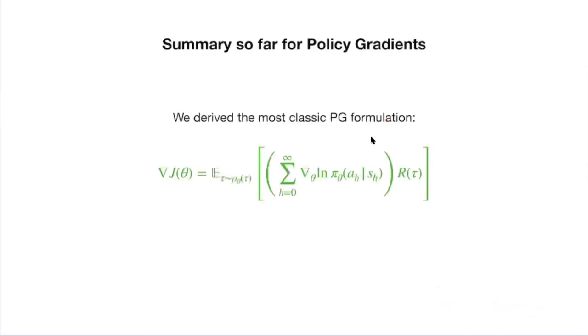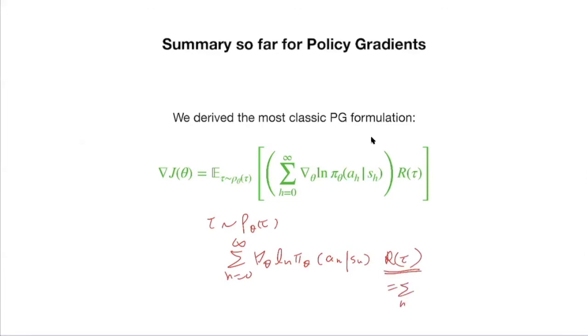All right, a quick summary so far. This is the expression that we get. And how do we get an unbiased estimate? Imagine that we can just sample tau from rho theta tau, and then calculate this term. Remember, this is just a straight sum.